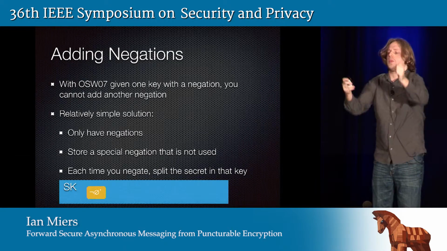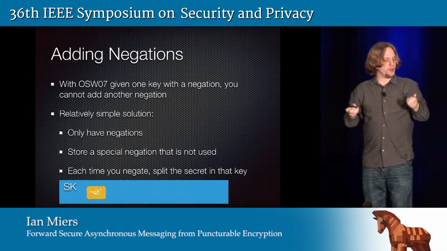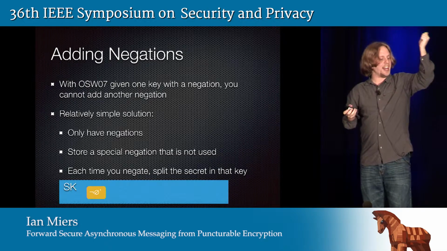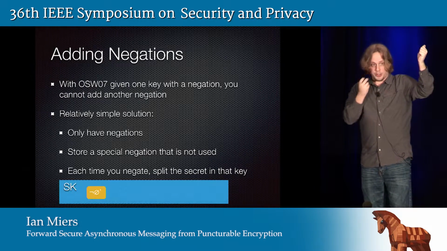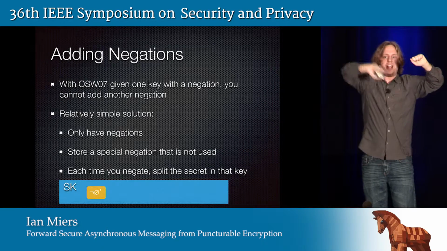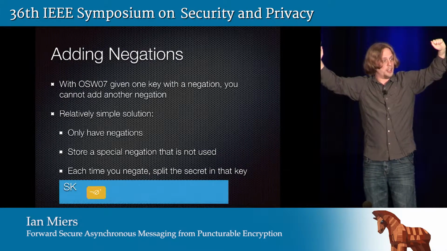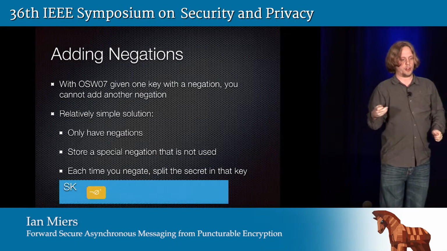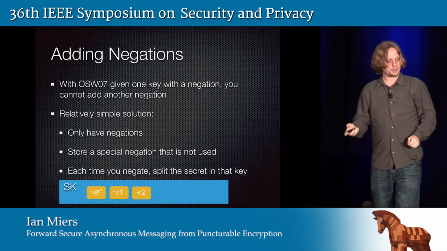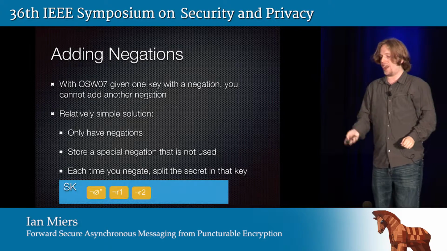And so what happens is every time you get a message, you take the existing negated key that you have, and you split the secret in that into a negation for the message you got and a new version of this negated null tag, right? And then when you get another message, right, you just repeat this process. And you keep updating the null tag, and you add these new negations.